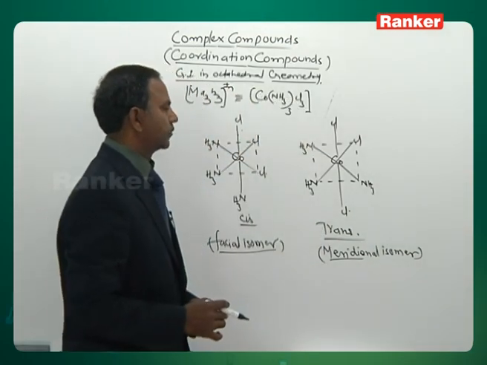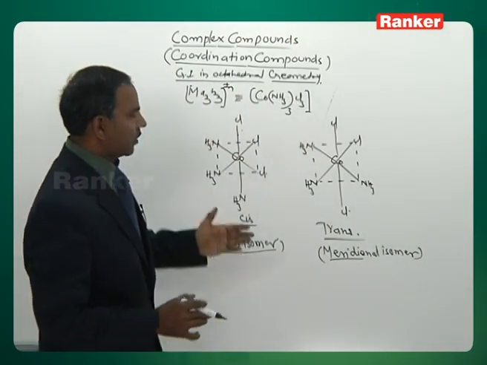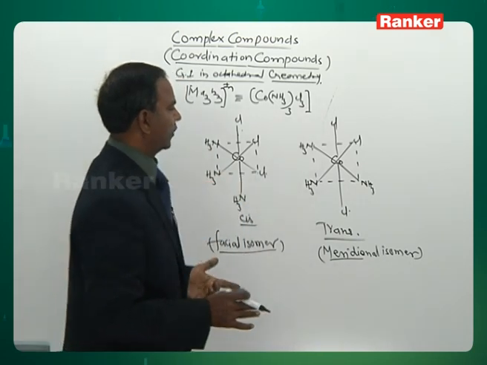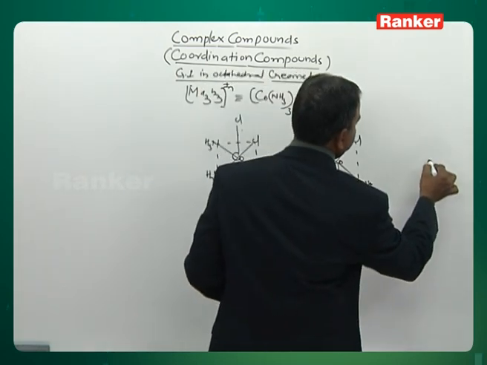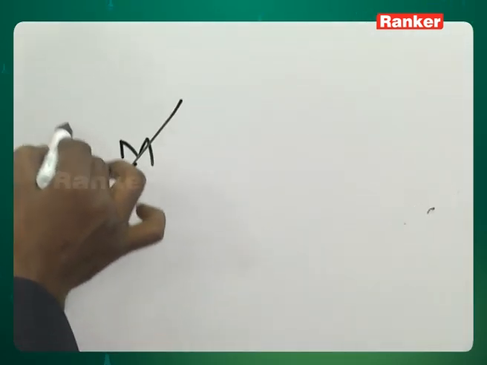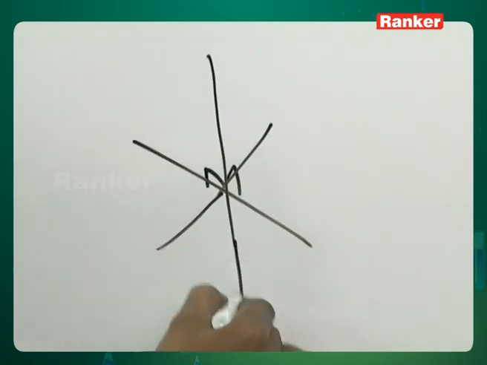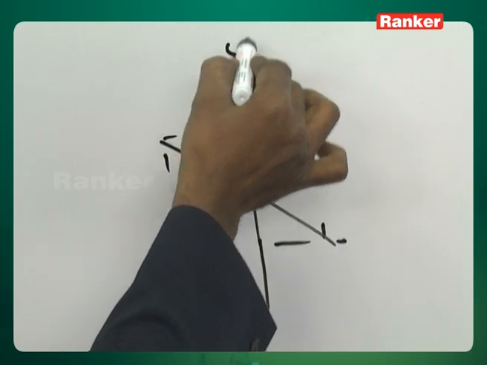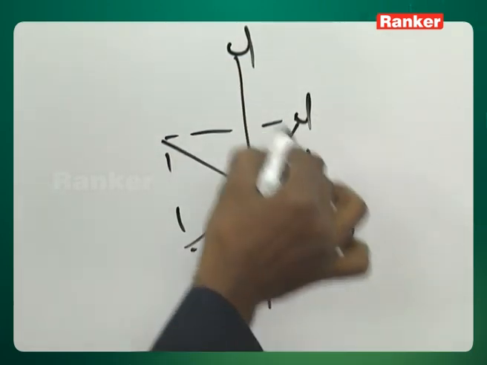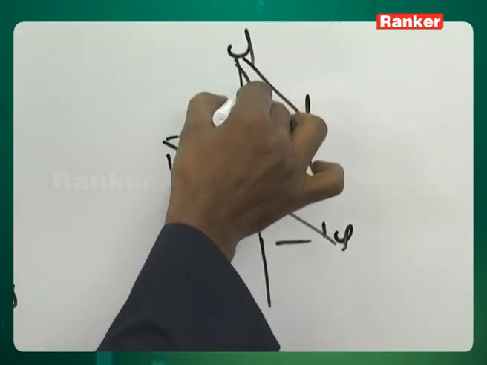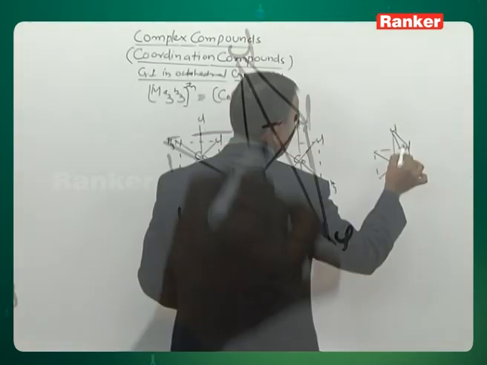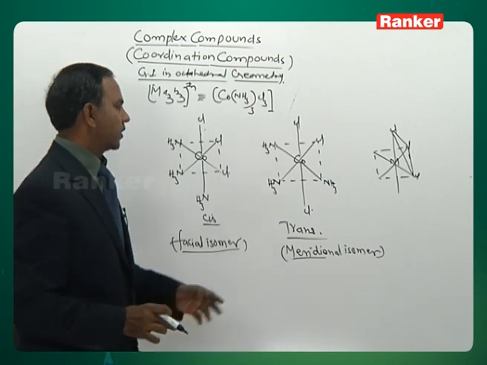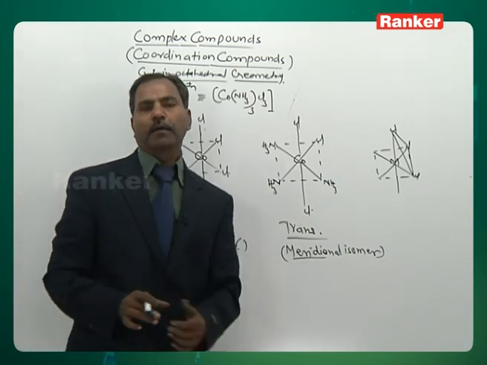Meridional isomer. This is actually three ligands on one face of the octahedron. Therefore, we are calling it what? Facial. How? See, the octahedron, Cl and Cl, here you take. This is one of the faces of the octahedron. Therefore, this is known as the facial isomer. The next one, what we call the meridional isomer.